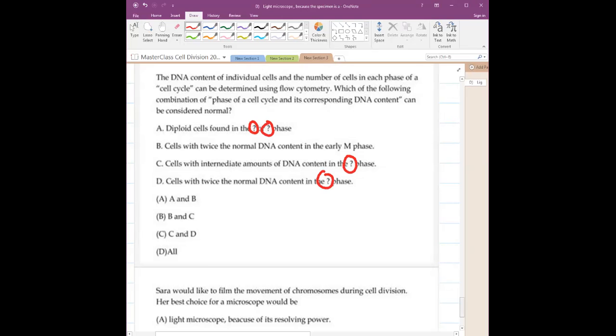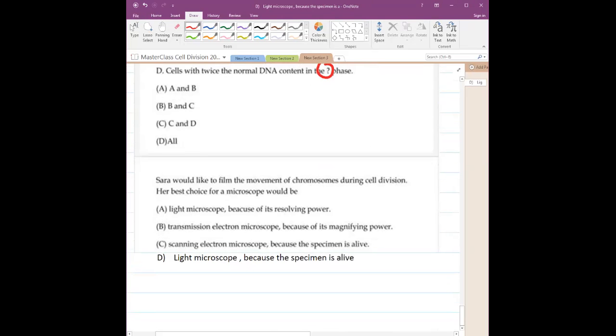Last one. Sarah would like to film the movement of chromosomes during cell division. Her best choice for microscope would be... she is trying to film the movement of chromosomes. So what would her best choice be? Light microscope because of its resolving power, transmission electron microscope, scanning electron microscope, or light microscope because the specimen is alive.